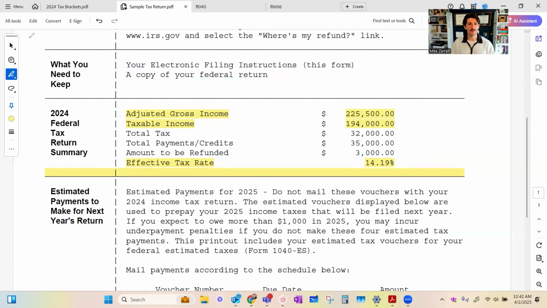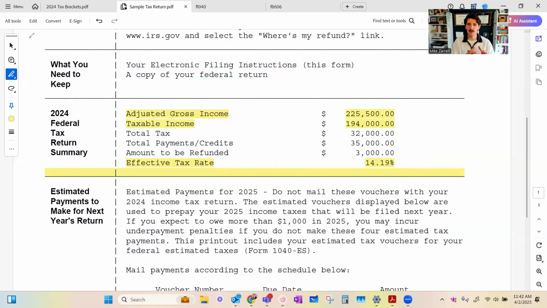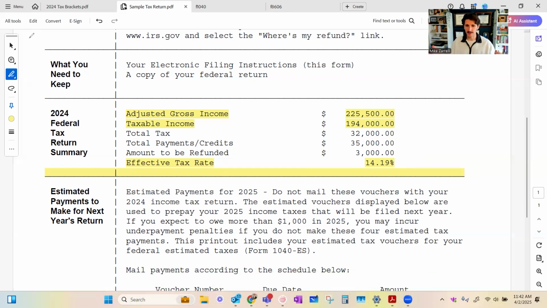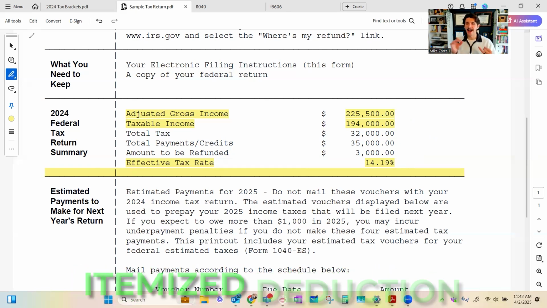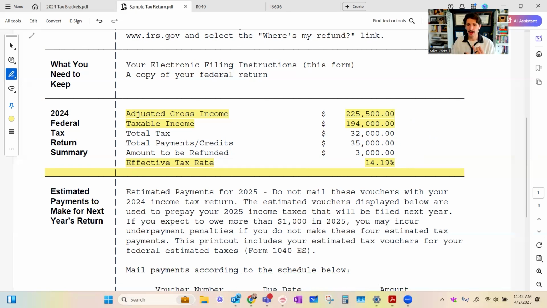Next up, we're going to want to talk about what type of deductions you took. And typically there are two broad types that you want to understand. First up is the standard deduction. Anybody can take the standard deduction, or an itemized deduction, meaning you added up all of the mortgage interest you paid, the state taxes, health insurance, Medicare, medical costs, et cetera. And if that was higher than your standard deduction, you may be able to itemize deductions.